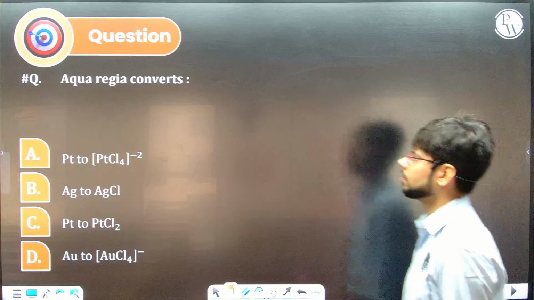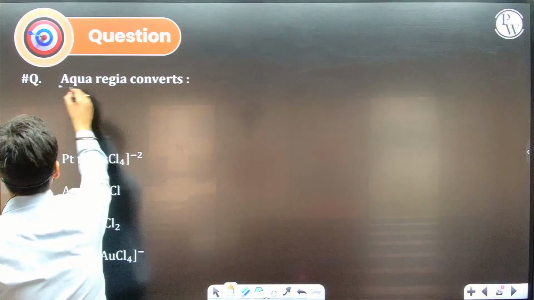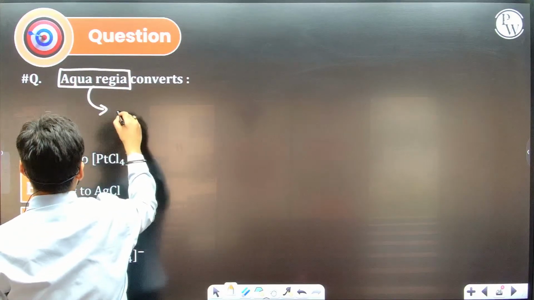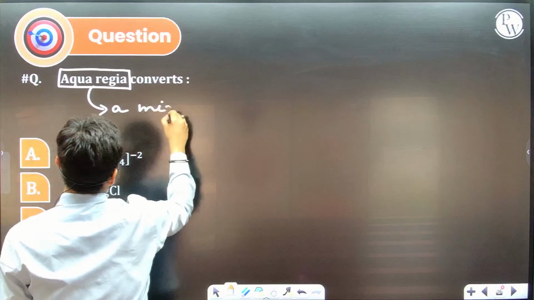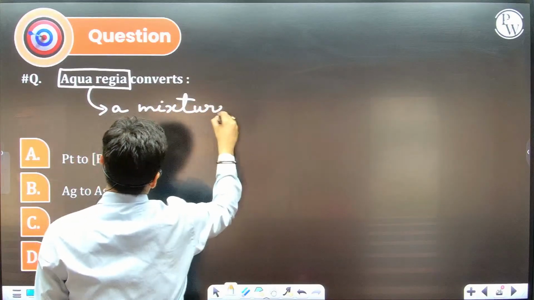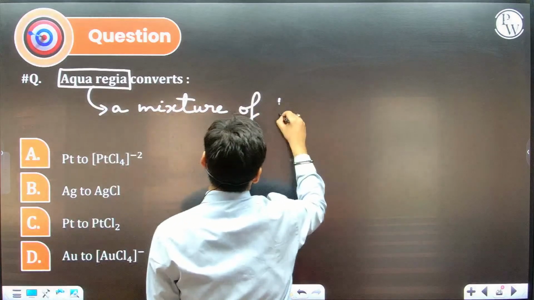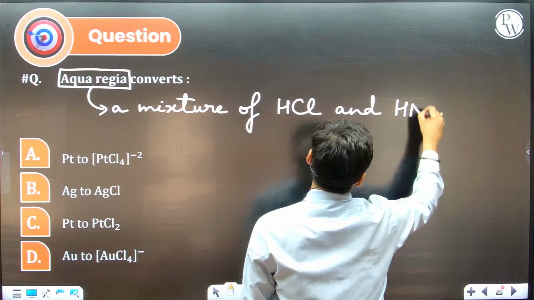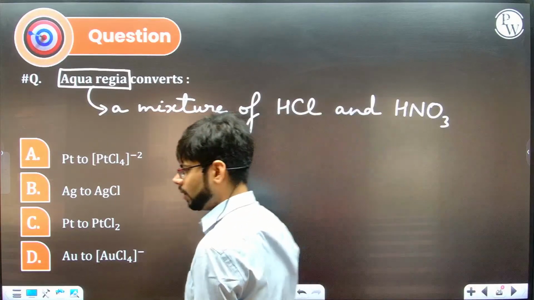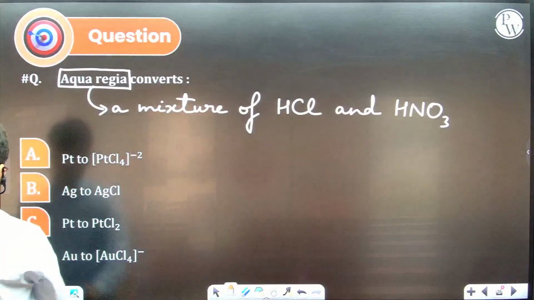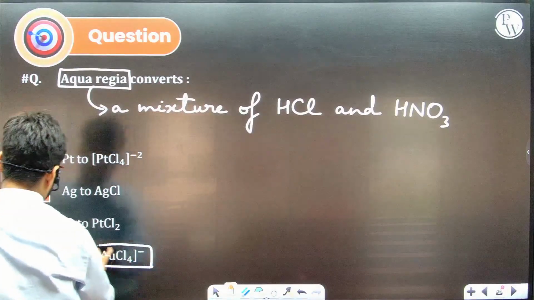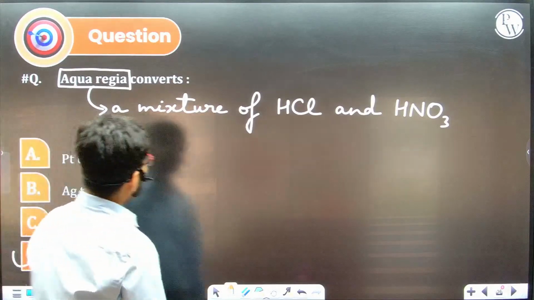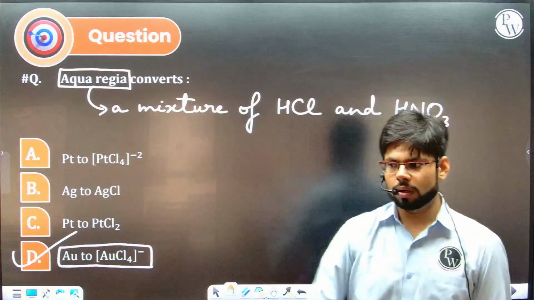Next question. Aqua regia converts. Now what is aqua regia? Aqua regia is a mixture of concentrated HCl and HNO3. It converts Au to AuCl4-. So aqua regia is used for cleaning gold.